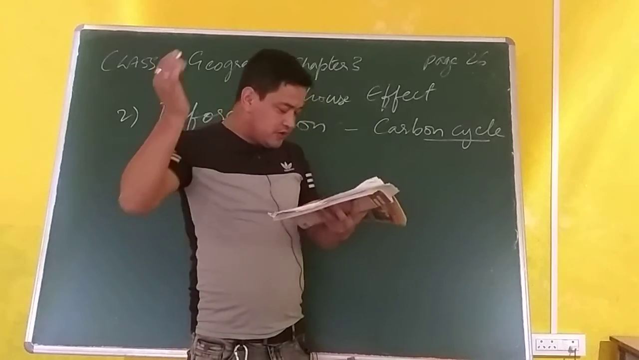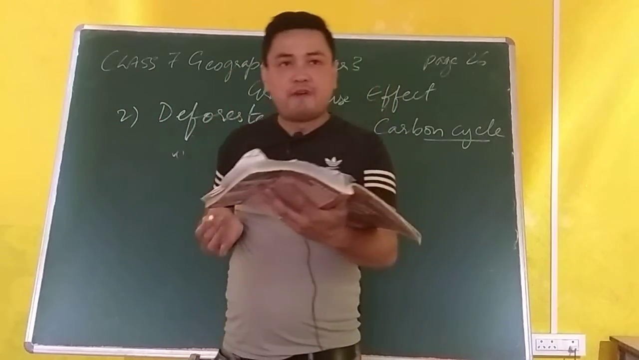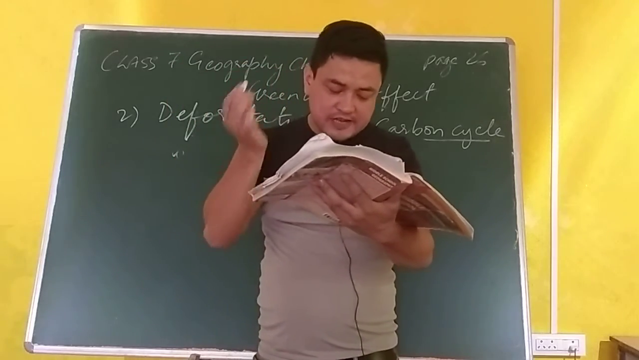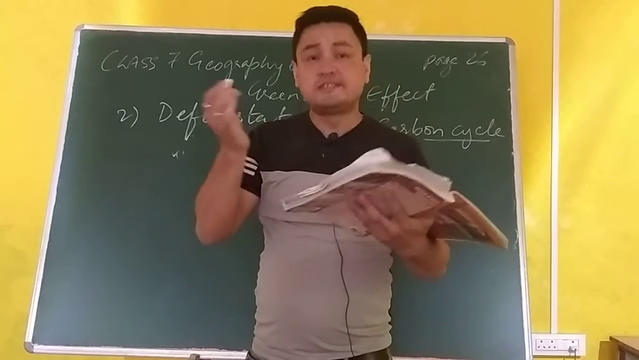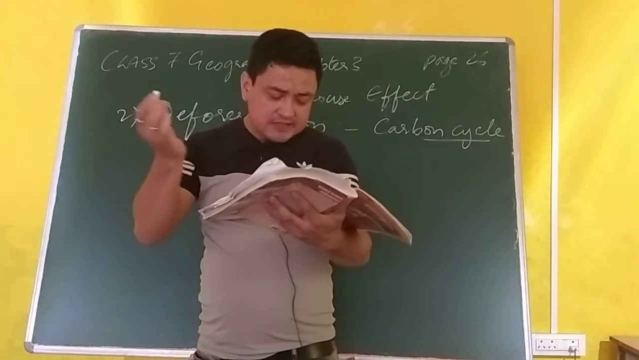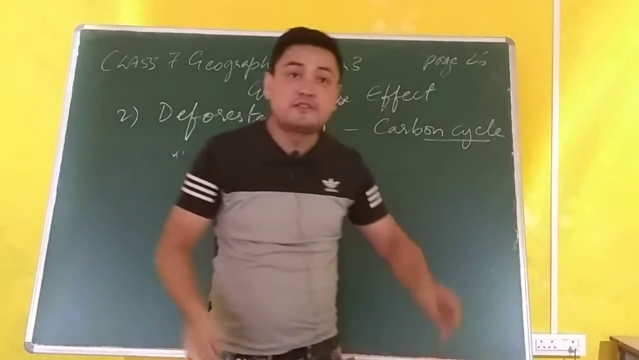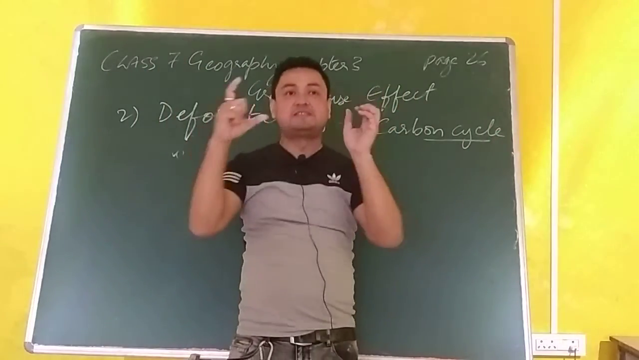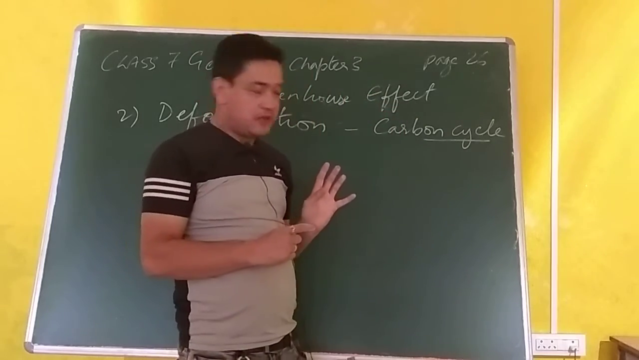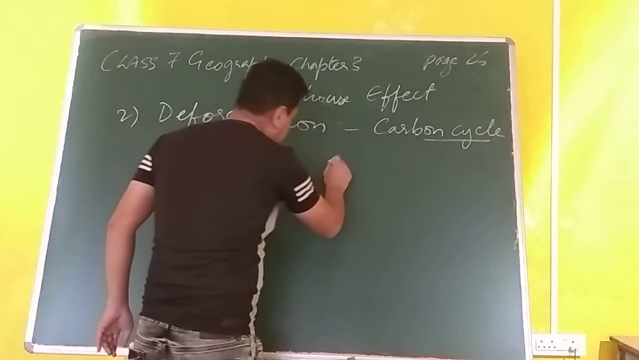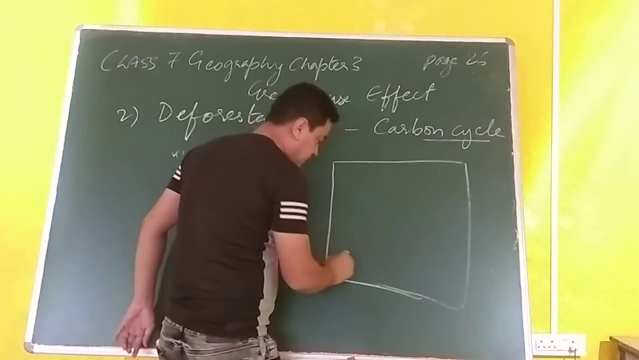Okay, so trees play an important role in the carbon cycle. They maintain the balance in the environment by converting carbon dioxide in the air to oxygen through the process of photosynthesis. Thus, they act as a natural regulator of carbon dioxide. They balance the percentage of carbon dioxide in the atmosphere.